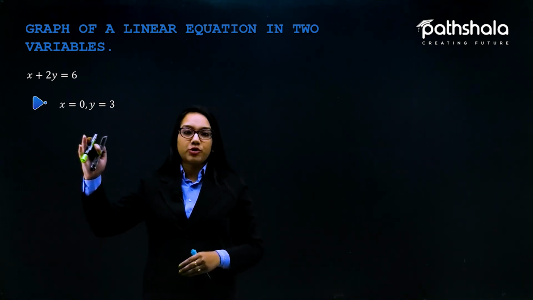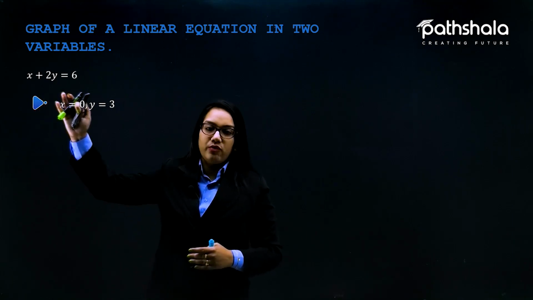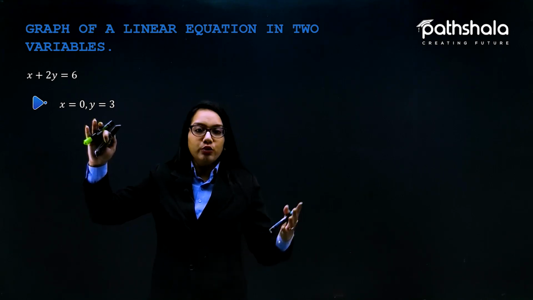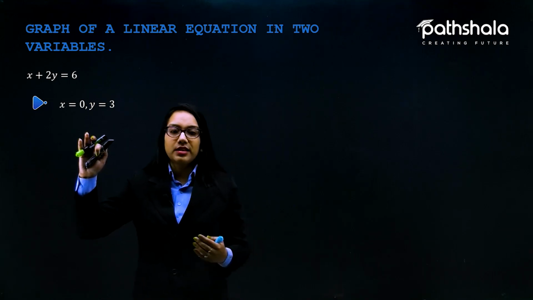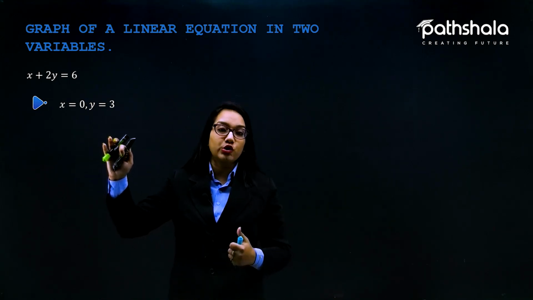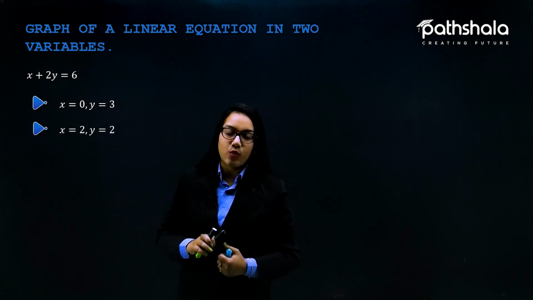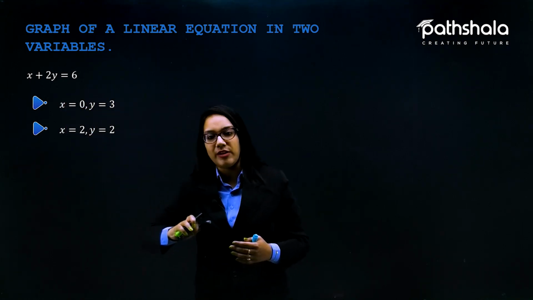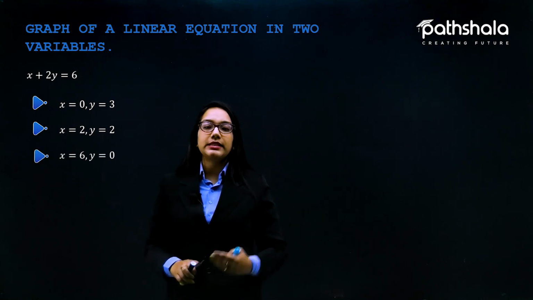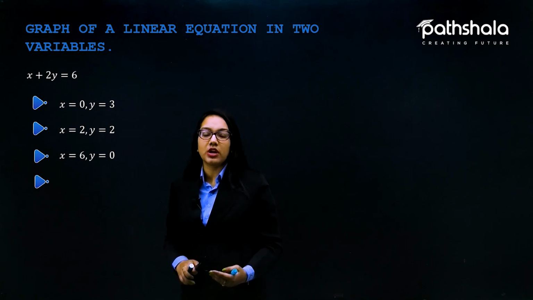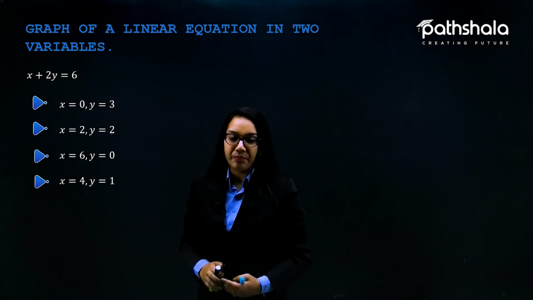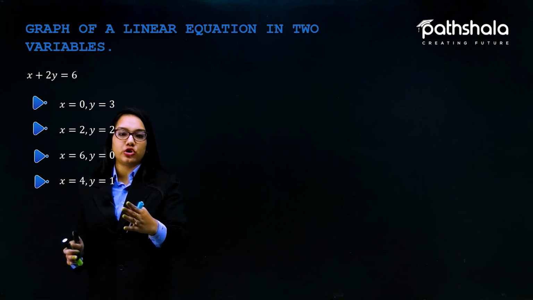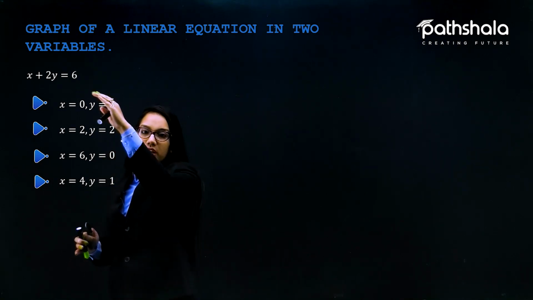The first solution is x = 0, y = 3. If we substitute x as 0 in this equation, we get y = 3. So x = 0, y = 3 is the first solution. The second is x = 2, y = 2, which is obviously a solution. Furthermore, the third solution is x = 6, y = 0. And x = 4, y = 1 is also a solution. So I am taking four solutions in order to plot the graph.